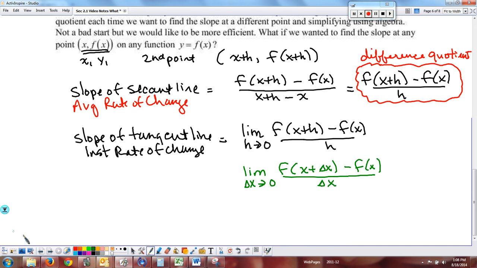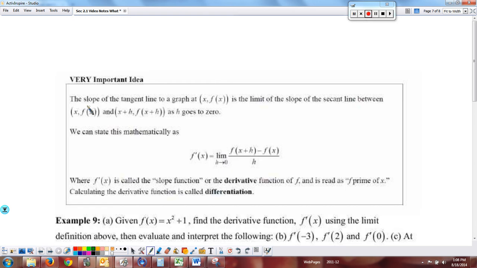So over here on the next page, a very important idea: the slope of the tangent line is the limit of the slope of the secant line. That's the key idea that's bringing in the calculus. Your 2 points are x, f of x and x plus h, f of x plus h. And then we can state this mathematically, and notice I'm going to use a new notation.